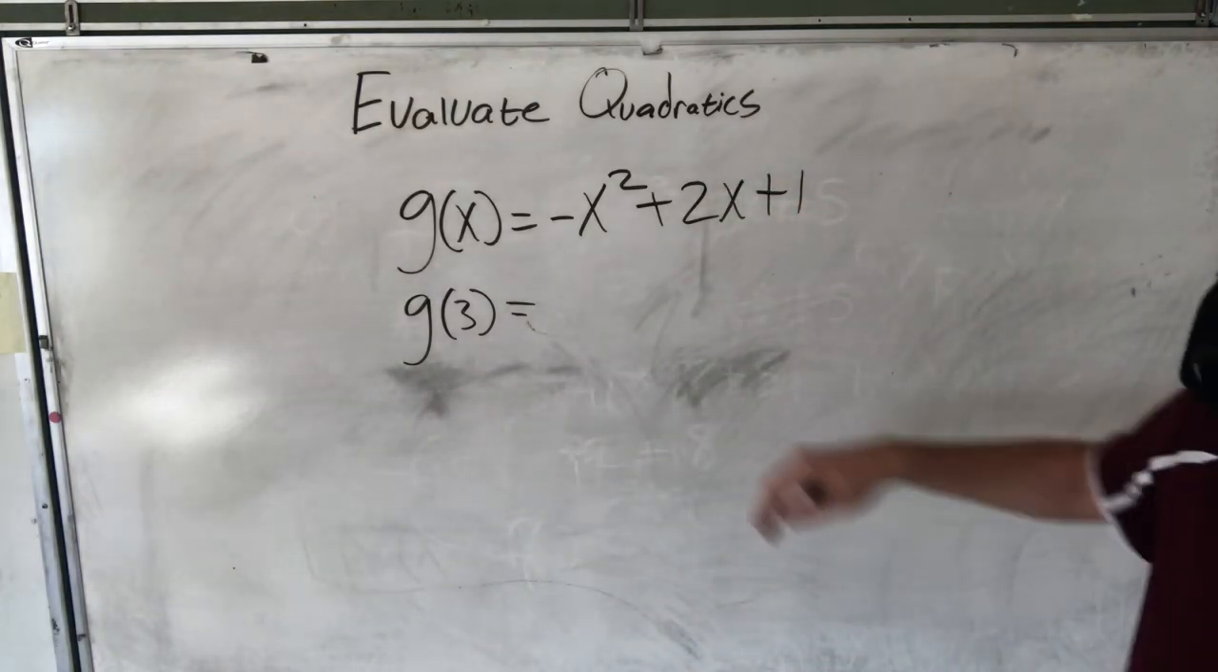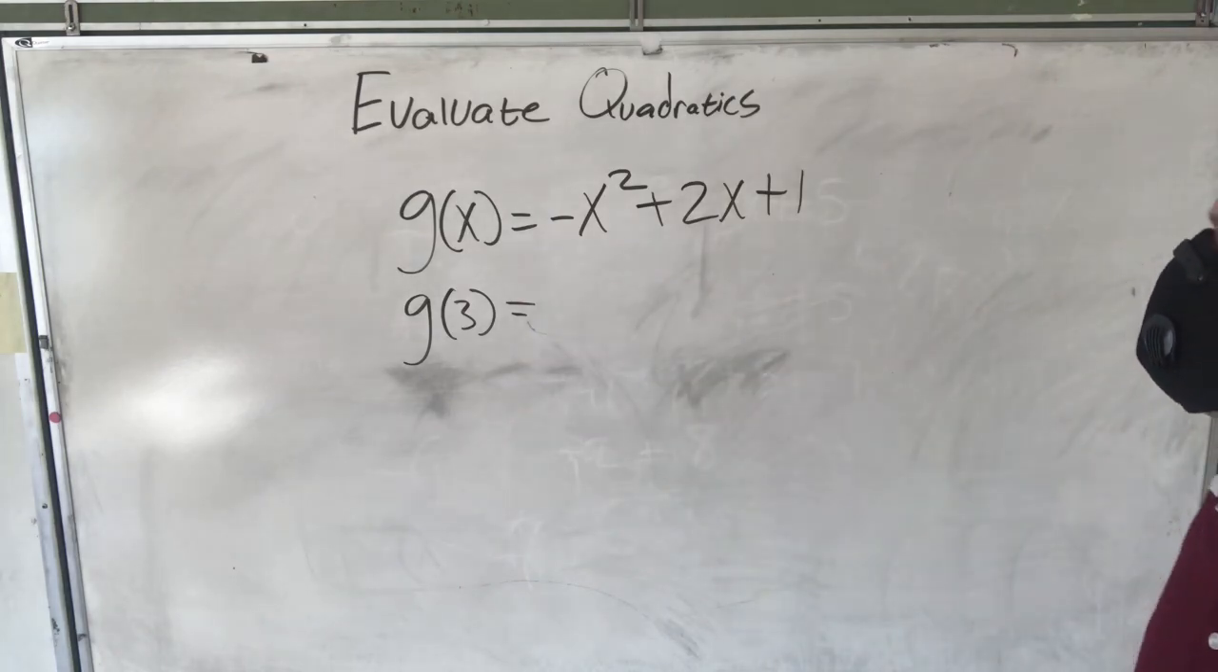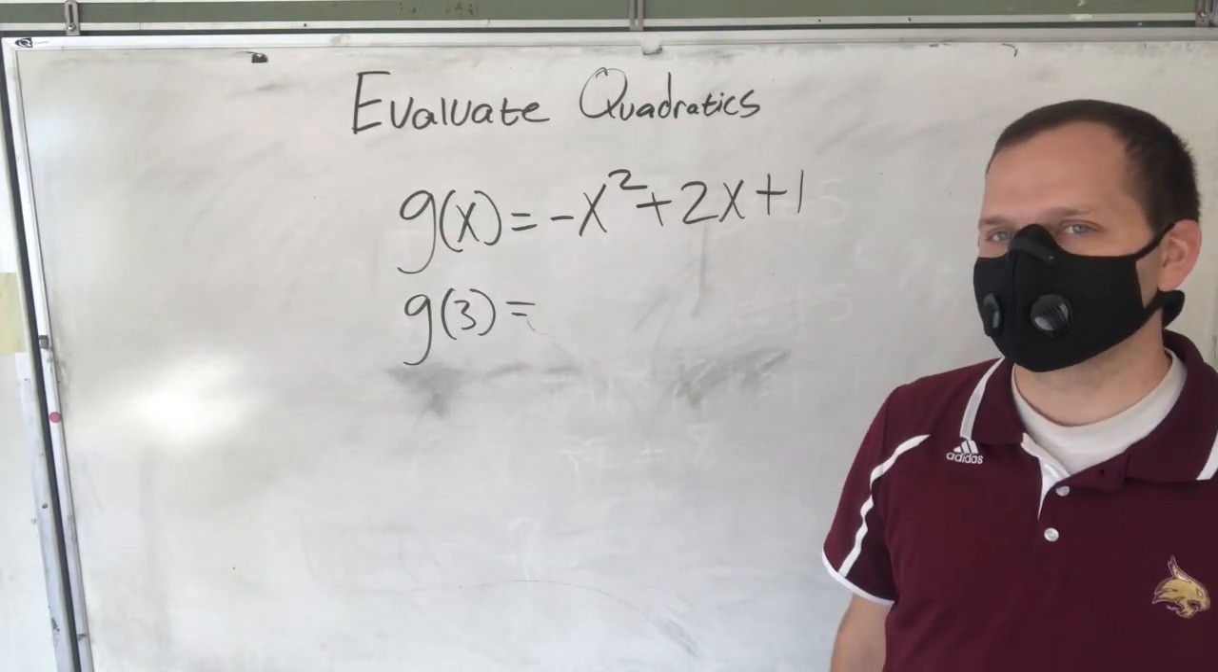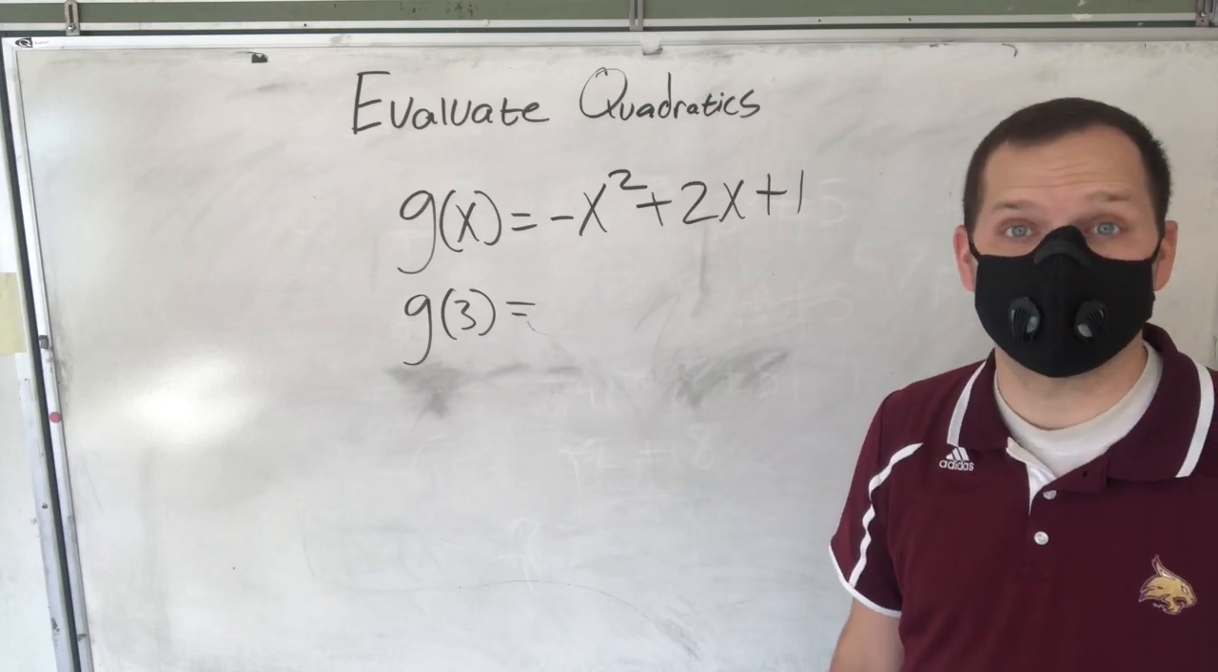Okay. So here we've got g of x equals negative x squared plus 2x plus 1. Pause the video and give it a quick try. Okay? All right, you should have paused the video. You should have your answer by now.